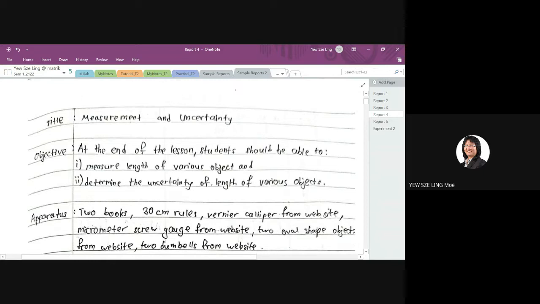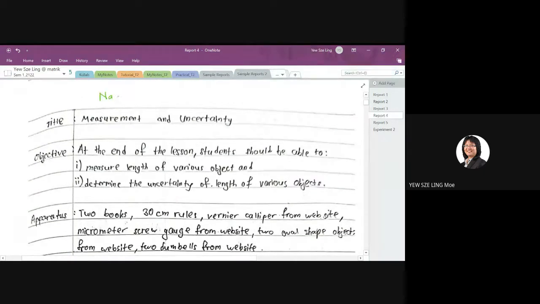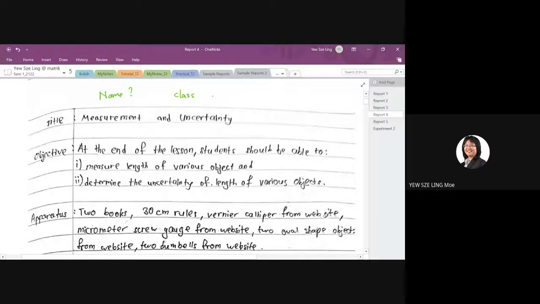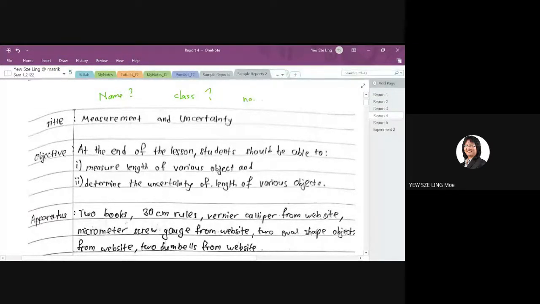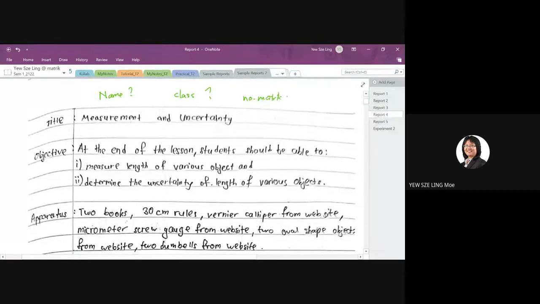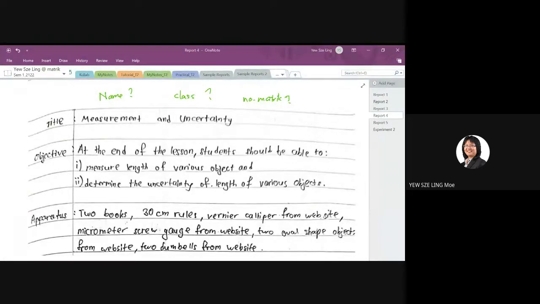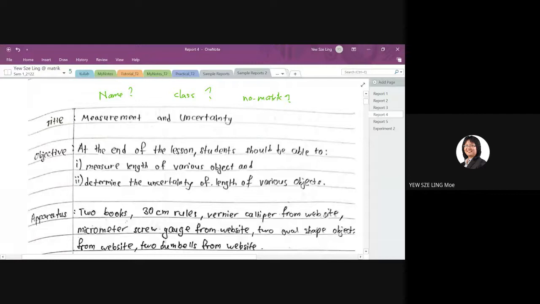Okay, so your report, you tell me how I should mark it. So first, the name is missing. No name, no class, and then no matrix number. So in a report writing test, this will become a ghost paper. Okay, ghost paper. So title correct.